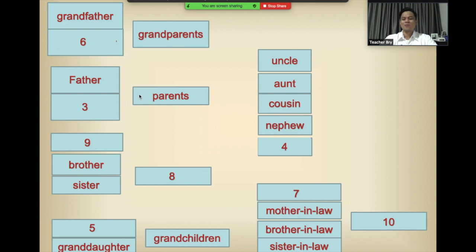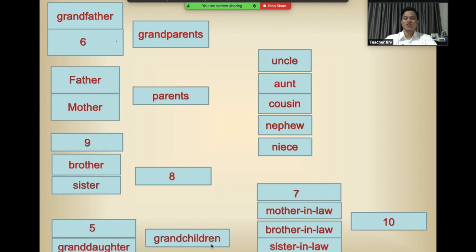Now, number 3, we have here parents and father. So what could be the missing member here? Right, mother. Very easy. Now let's go here. Number 4, we have uncle, aunt, cousin, nephew. And nephew is for male. And what's for female? Niece. Exactly. But the spelling is N-I-E-C-E.